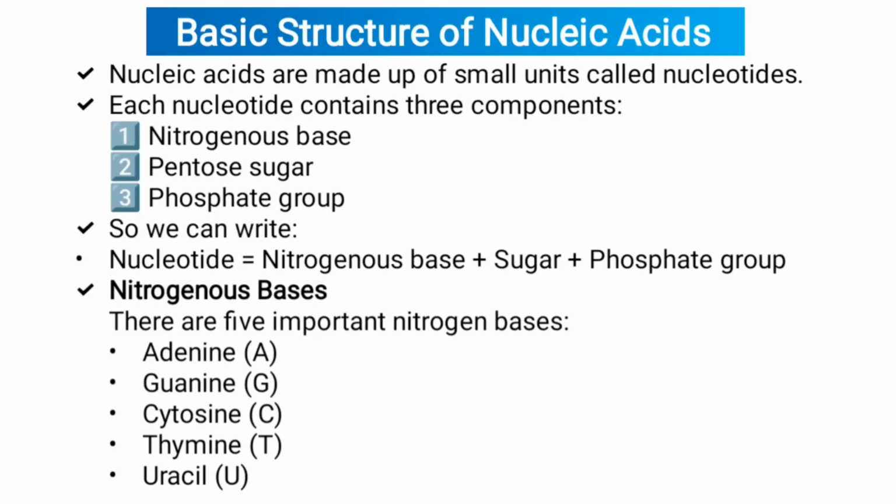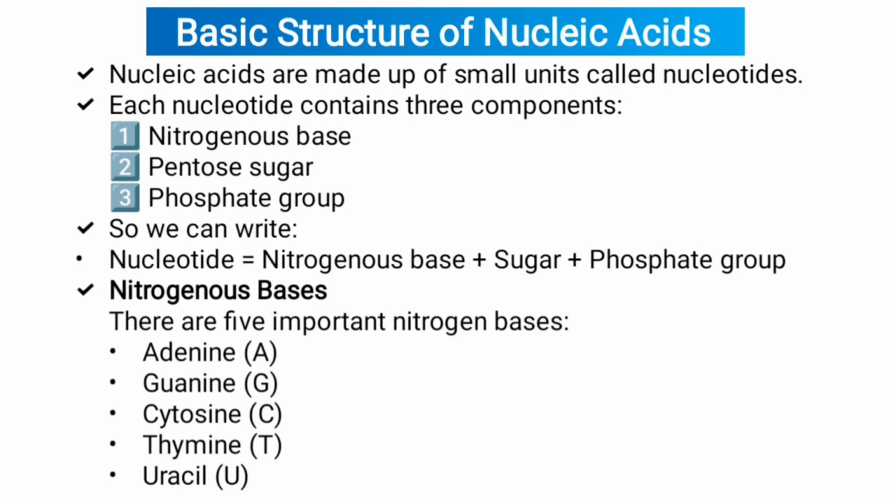Basic structure of nucleic acids. Nucleic acids are made up of small units called nucleotides. Each nucleotide contains three components. First one, nitrogenous base, second one, pentose sugar, third one, phosphate group. So we can write: nucleotide equals nitrogenous base plus sugar plus phosphate group.